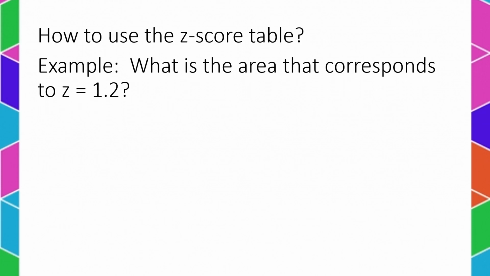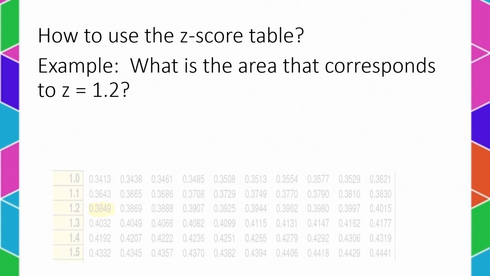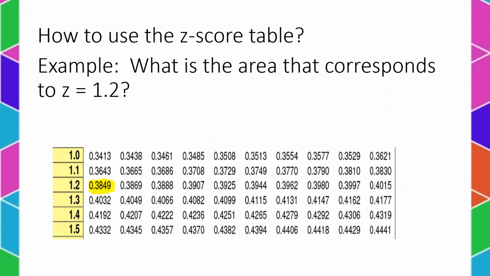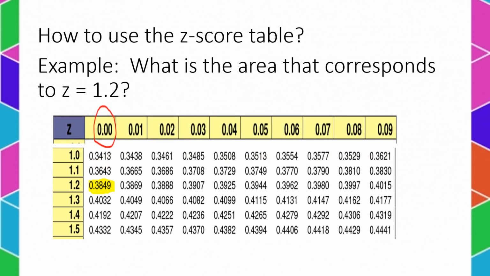Okay, for the next example, we have what is the area that corresponds to z equals 1.2. So sa left side, makikita natin si 1.2. And then, yung sa taas, since it is 1.20, so we have 0.00 as the hundredths place. So ang hinahanap nating value is 0.3849.